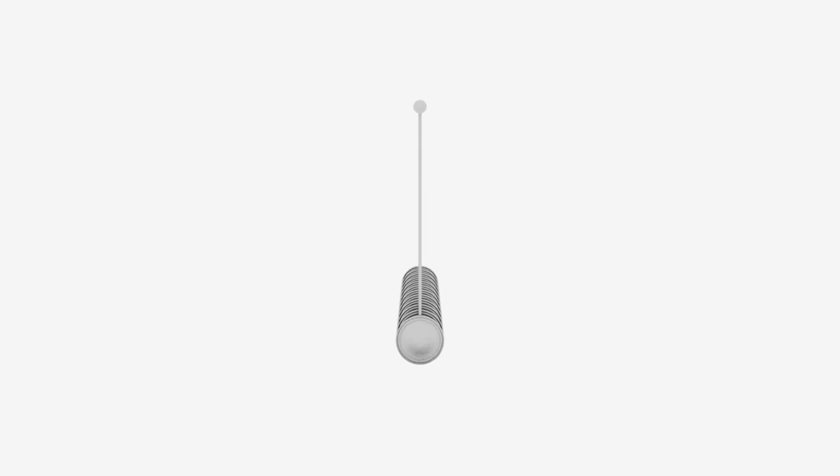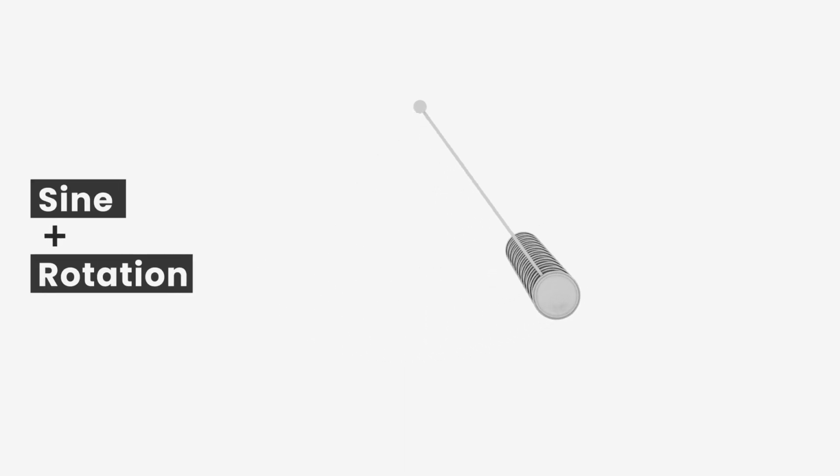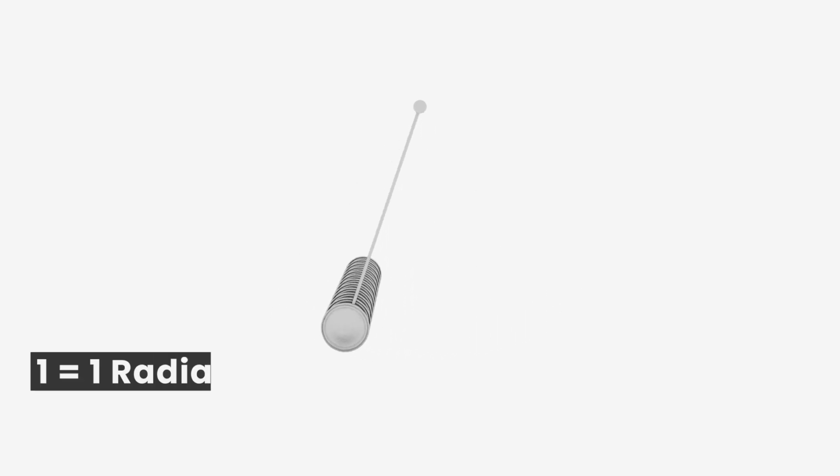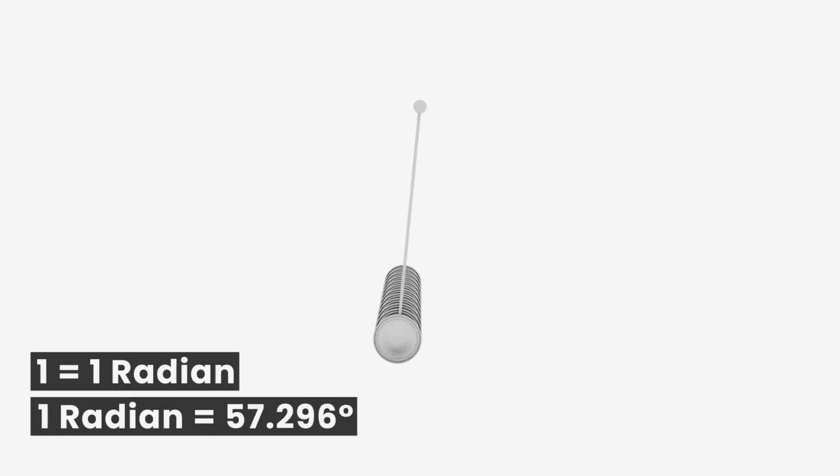So how are we going to use this for a rotation? Well, we simply have to add these sine values to our rotation. That's it. Then the pendulum will keep rotating between positive 1 and negative 1. And no, 1 doesn't mean 1 degree, it means 1 radian, because that's what rotation vectors operate in. And the value of 1 radian is 57.296 degrees. So it kind of makes sense how it's rotating.